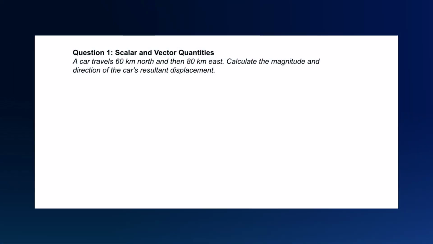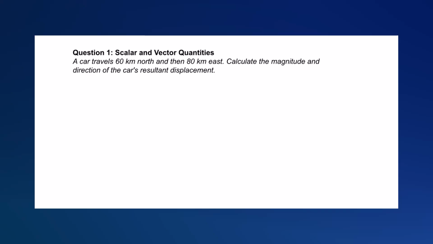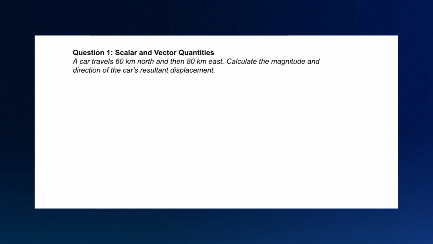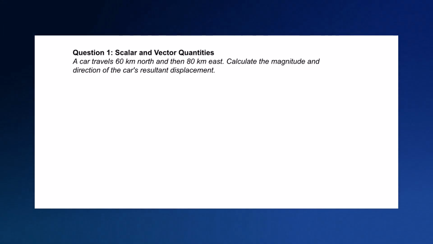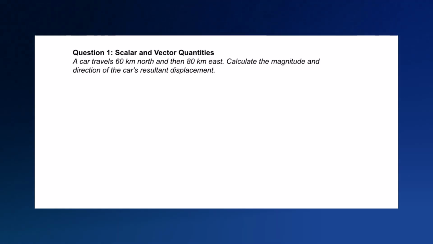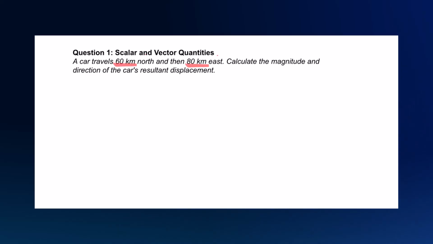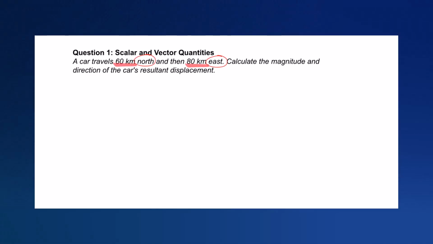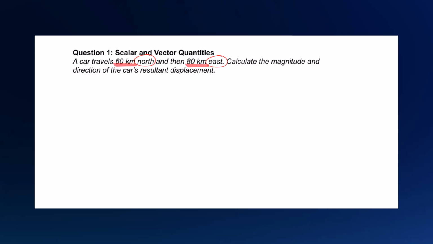Now, let's return to question 1. We have a car traveling in two different directions. First, it travels 60 kilometers north and then 80 kilometers east. Before we proceed further, note that these are vectors rather than scalars, as both magnitude and direction are involved. To solve this problem, let's start by drawing a diagram to visualize the distances, directions, and resultant displacement.